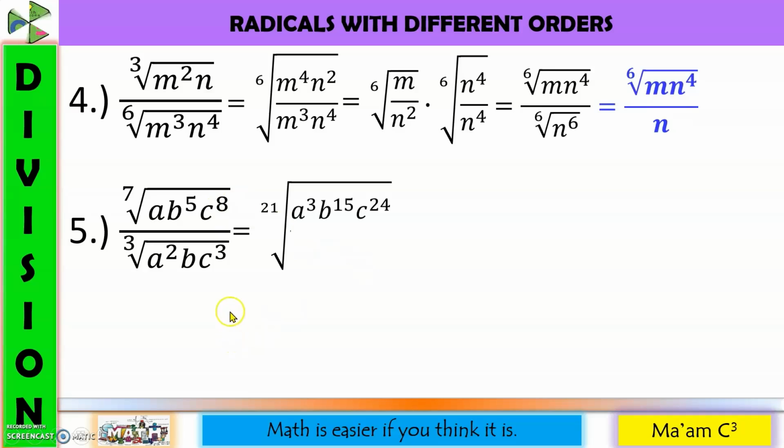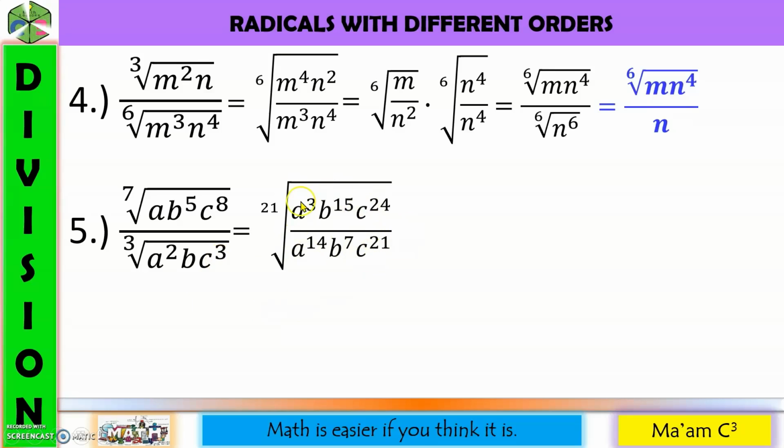For the denominator, 21 divided by 3 is 7. So I'm going to raise everything in the radicand to the 7th power. 2 times 7 is 14, so I have a to the 14th. 1 times 7 is 7, so b to the 7. 3 times 7 is 21, so c to the 21st power.